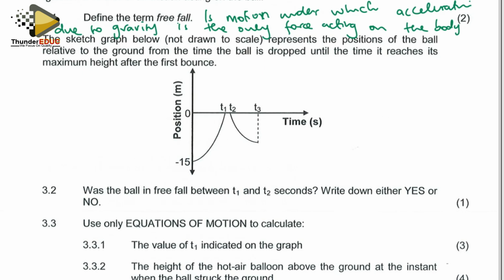Then the sketch below represents the positions of the ball relative to the ground, from the time it was dropped up until it reaches maximum height at the first bounce. Then the question is 2.3 points. Was the ball in free fall between T1 and T2? Just write yes or no. The answer is a no. For as long as the ball leaves the air and touches the ground, it's no longer free fall, because the force that is there is not only acceleration due to gravity. So the answer there will be a no.